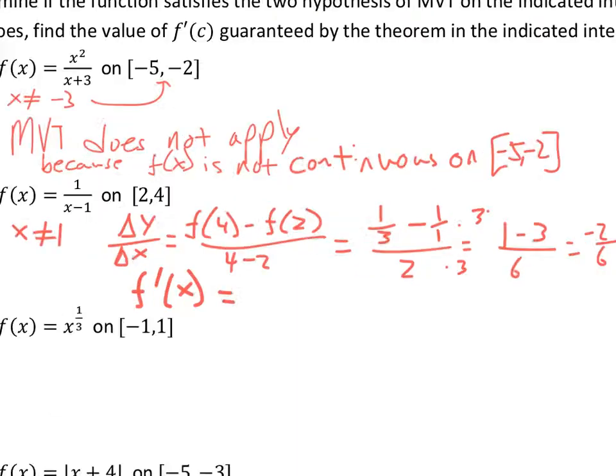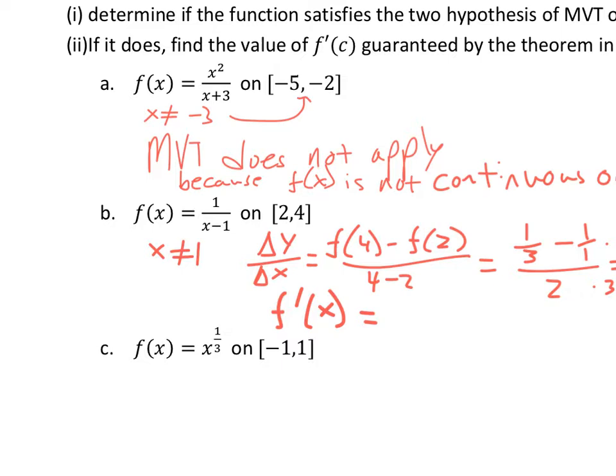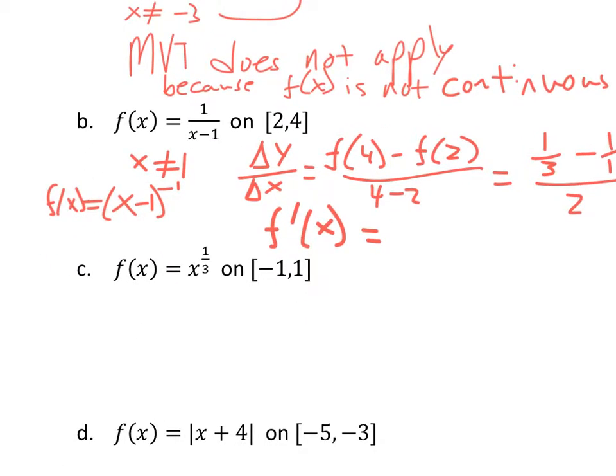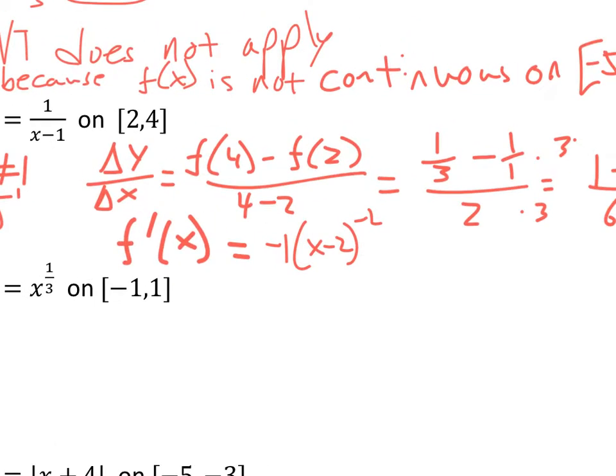All right, and so we can think of this as x minus 2 in the denominator. You can use the quotient rule, or you can think of this as f of x equals x minus 2 to the negative 1. I'm going to try it that way. Using the chain rule here, derivative of the inside is just 1. And then times the derivative of the outside, which is negative 1, times x minus 2 to the negative 2. All right, so that's simply negative 1 over x minus 2 squared.